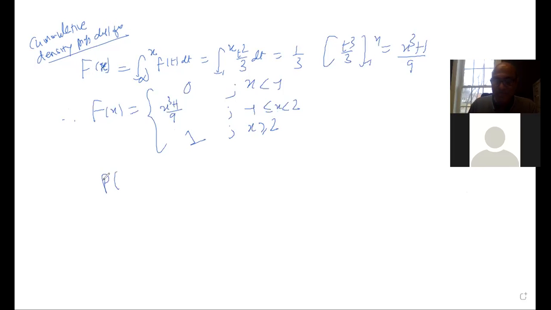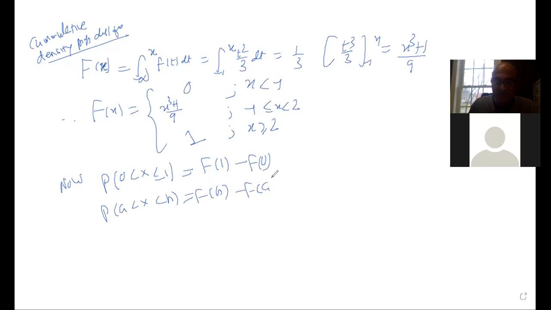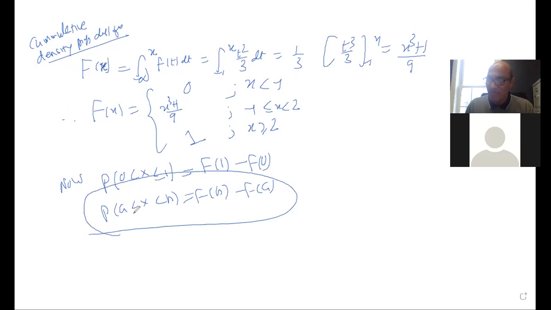Our next step is to find the probability that 0 is less than x is less than or equal to 1. So that is equal to f of 1 minus f of 0, because the probability of a less than x less than b is equal to f of b minus f of a. That's what is given to you.